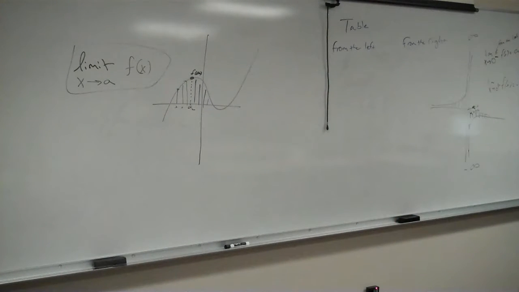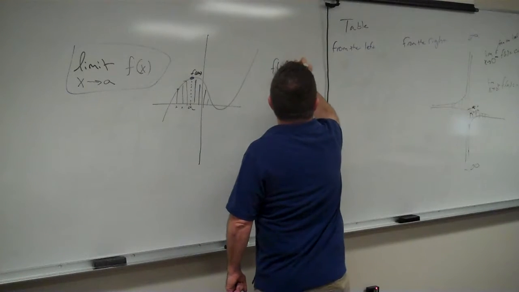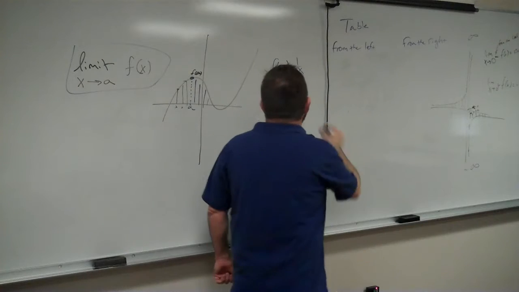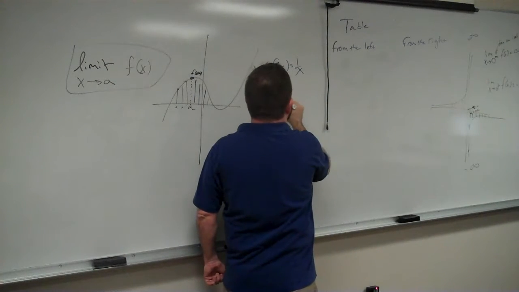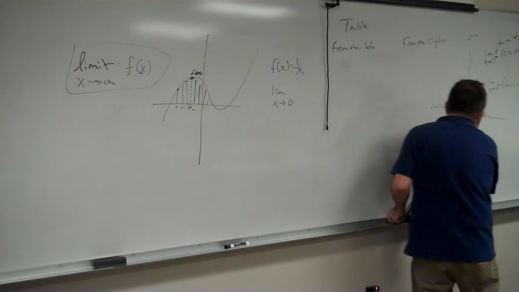Alright, let's say the function we're trying to evaluate is f of x equals 1 over x. And we're trying to find the limit of this as x approaches 0. It's going to look, well, something a bit like this.